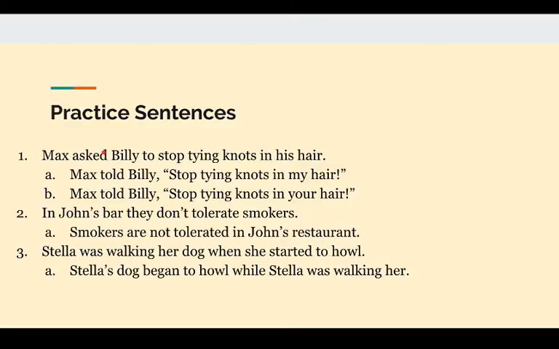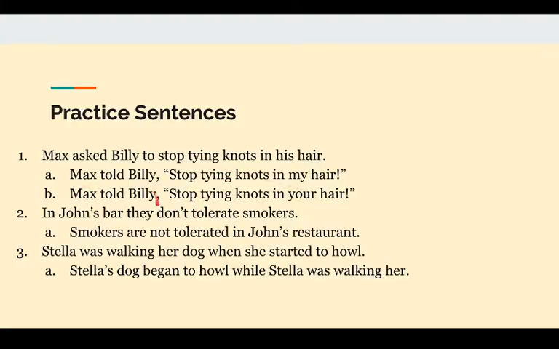So a way to fix this is A, Max told Billy, stop tying knots in my hair. So Max is the one that's talking, and Max said, stop tying knots in my hair. So we know that the hair belongs to Max, and Max is telling Billy to stop tying knots in Max's hair. Another way of fixing the sentence is saying, Max told Billy, stop tying knots in your hair.